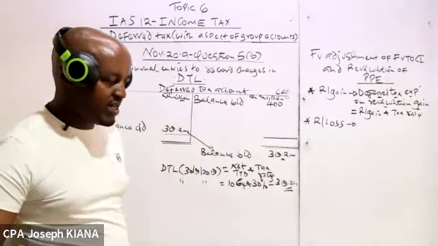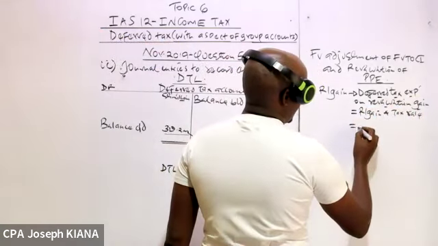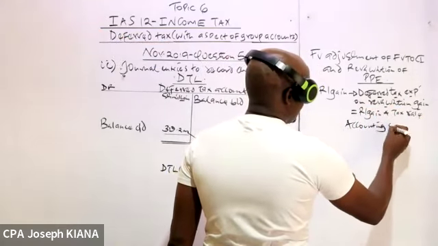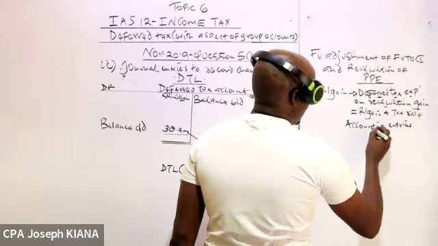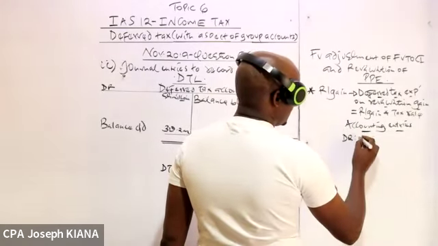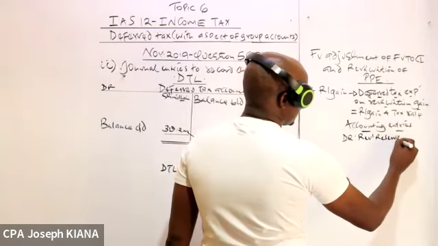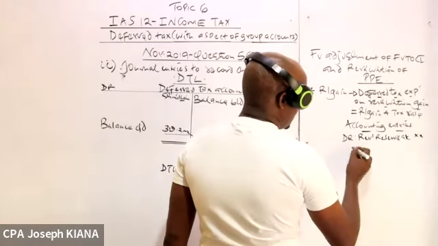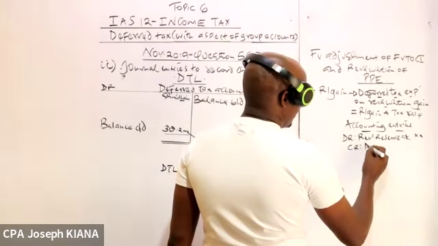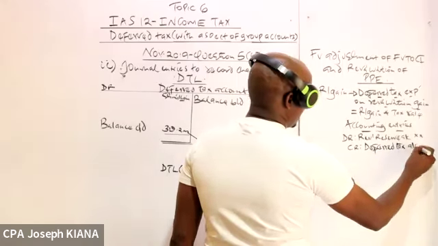And then how do we go ahead and account for this one? So, accounting entries. Accounting entries basically is the double entry. So this one is accounted for by debiting the revaluation reserve account, and then crediting the deferred tax account. Crediting the deferred tax what?